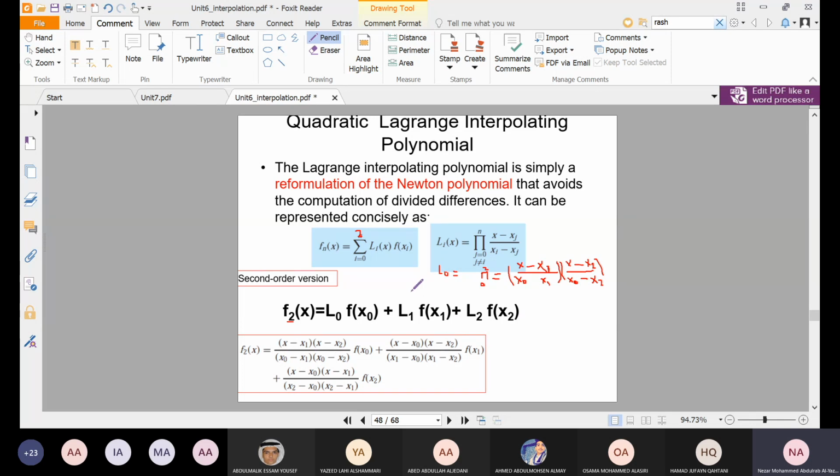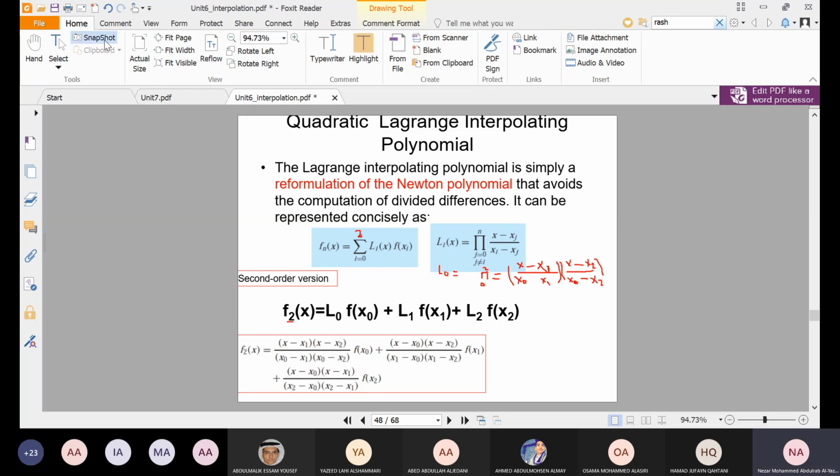The same thing we do for L1. For L1, i already equals 1, so I will have x minus xj over x1 minus xj. Here I can substitute j by 0 and j by 2 only, so I have two terms. We do the same for L2 like this. So this is the form for the quadratic polynomial. Okay, so if you want to substitute here, let's pick this one.